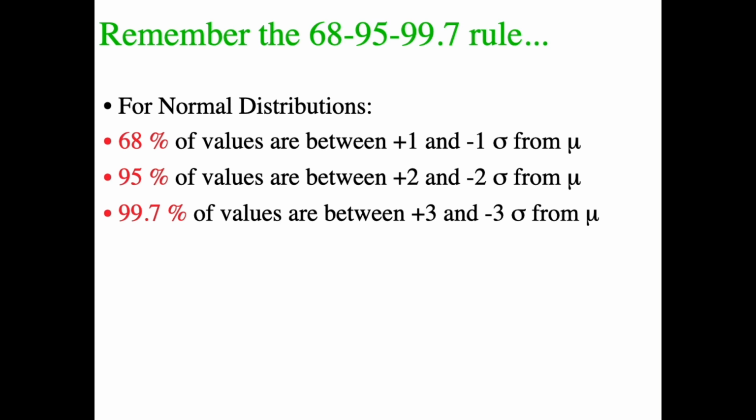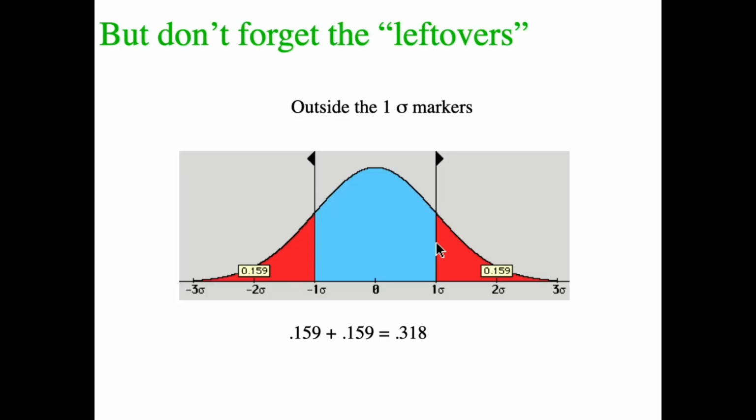Now, we were always talking about the things that were between two markers, between plus or minus 1, or between plus or minus 2 standard deviations. But don't forget about the leftovers. There's also stuff that's outside the markers. And so you can see here, for instance, that when I've marked off plus and -1 standard deviation, I still have 0.159 of the curve left over above 1 standard deviation and 0.159 left over below -1 standard deviation. And if I add those two parts up, the two parts that are in red there, that would be 0.318 of the entire distribution outside of those markers.